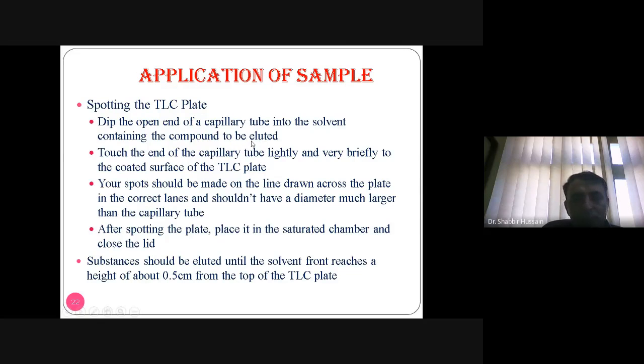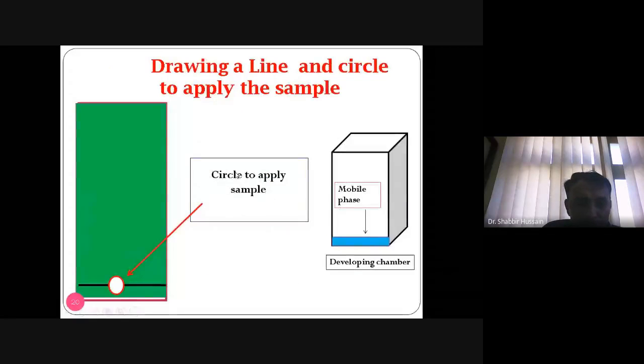जो compound आपके पास solid में है, इसको आपने किसी solvent में dissolve करना है और इसके अंदर capillary dip करना है. Dip the open end of the capillary tube into the solvent containing the compound to be eluted. जिनको आपने separate करना है, mixture है, इनको आपने capillary से just इसके ऊपर load करना है. Touch the end of the capillary tube lightly, very lightly, and very briefly to the coated surface of the TLC plate at the bottom, right?